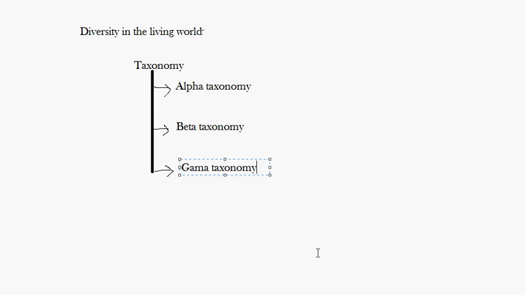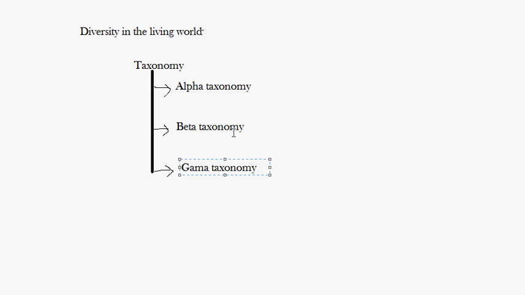So let us learn what these kinds of taxonomy are. First of all, the alpha taxonomy. Alpha taxonomy deals with the collection and identification of organisms on the basis of gross morphology. So we are just looking at the morphology, or the external features, of that organism. This is the alpha taxonomy which Aristotle used to do, based on the morphological outer characteristics.